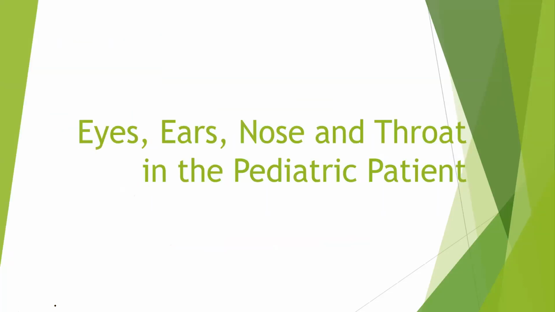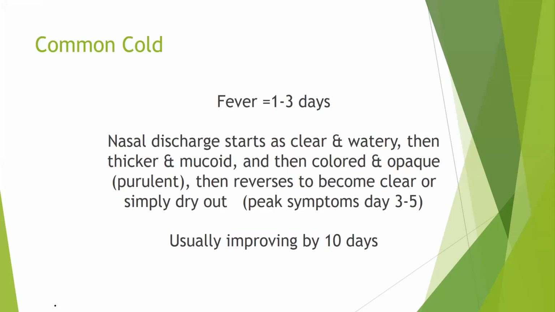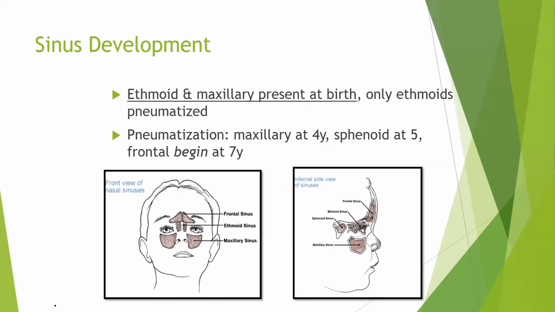So let's talk about some common infectious processes in the pediatric patient. Common cold: fever for 1 to 3 days, nasal discharge that starts as clear and watery, then thicker and mucoid, and then colored and opaque. We've all had the common cold, right? We understand how that goes. Usually it's going to improve in 10 days, but we need to caution parents that it can be up to 3 weeks.